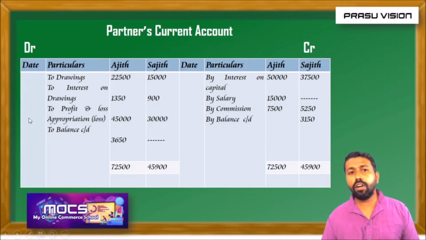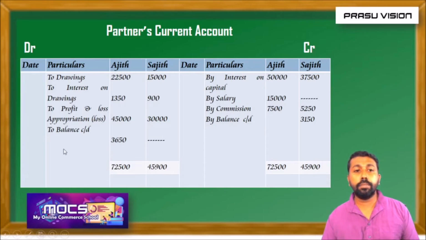So after recording all these items, we have to find out the balance. You know very well how to find out the balance. So just remember, we have recorded the interest on capital, salary, commission. Then we have recorded the amount of drawings, interest on drawings, amount of profit and loss appropriation amount, loss. Then we are finding out the total. So this side total is 72,500 and here is a shortage of 3,650.